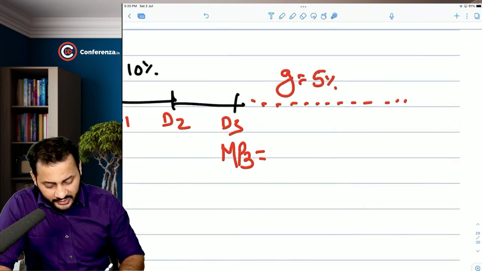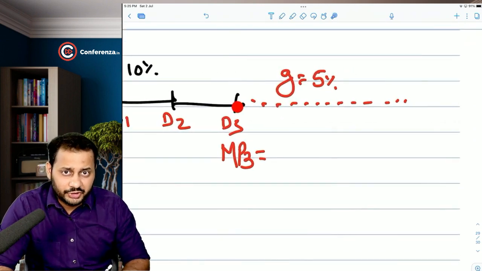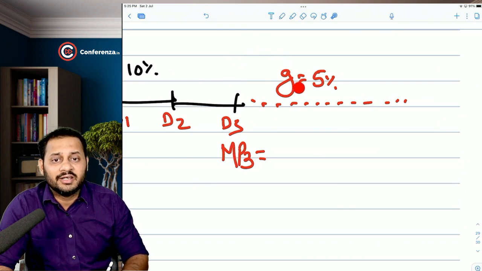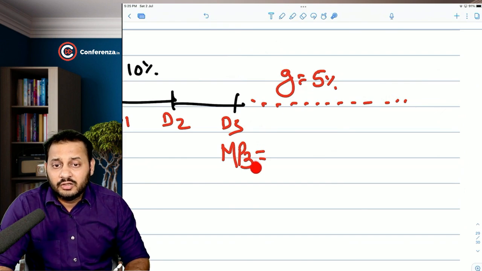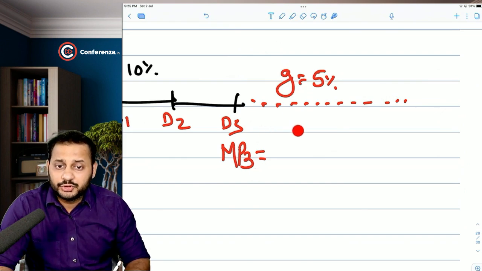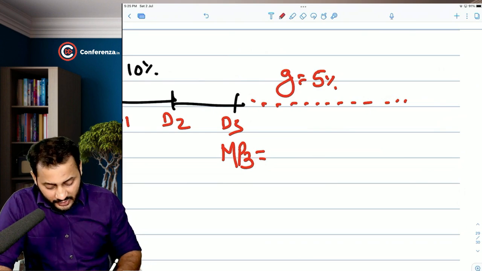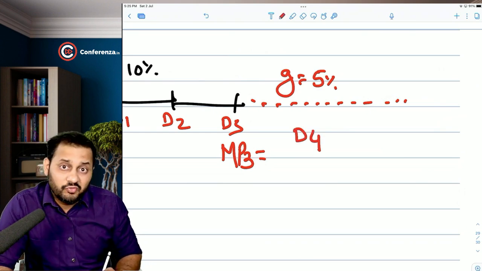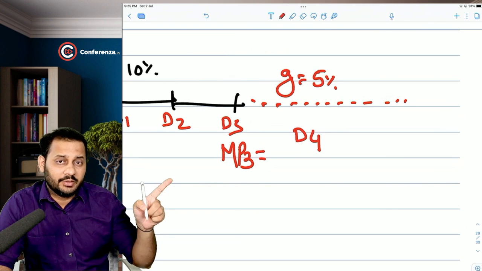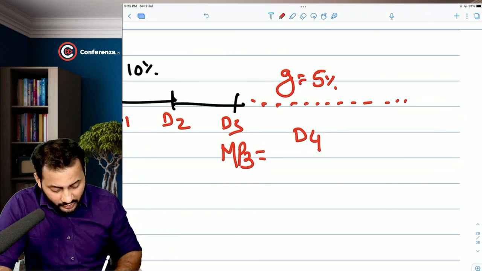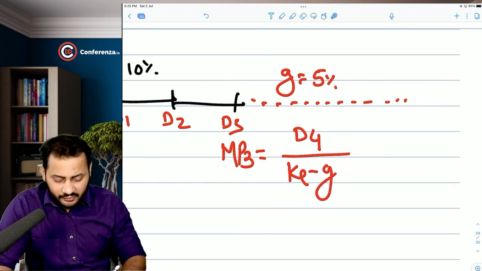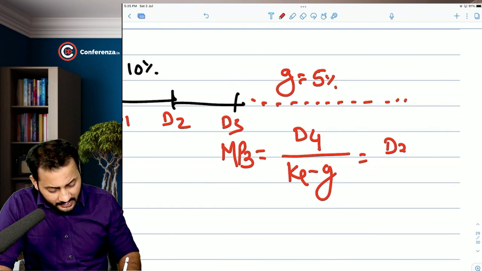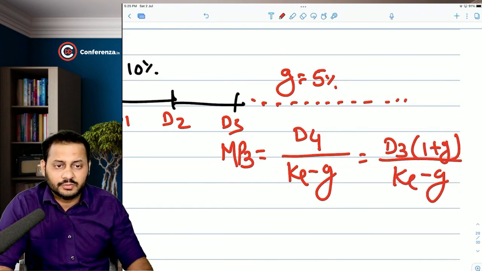If we are calculating the market price here with the perpetuity model, we will need the dividend of the next year. You have learned this formula in perpetuity: whatever period you are calculating, the cash flow should be of the next year. So at that time, the formula will become D4. In order to calculate the market price 3, you will have to take D4 divided by cost of equity minus growth. From where are you going to calculate D4? It's very simple, sir. D3 into bracket 1 plus growth, divided by cost of equity minus growth.